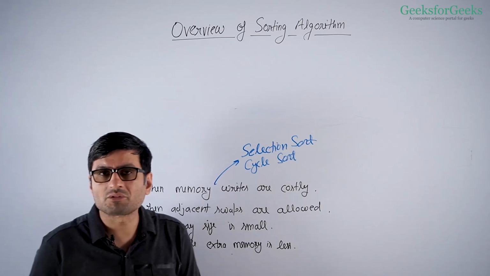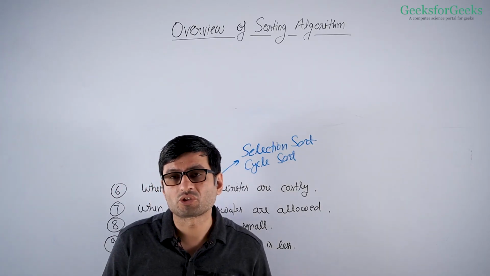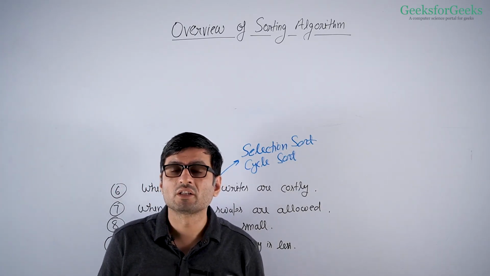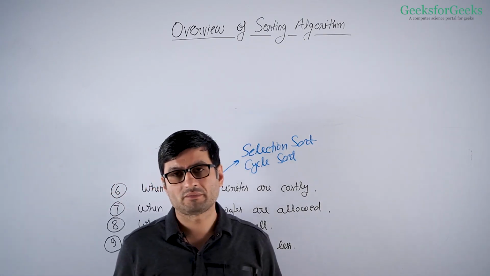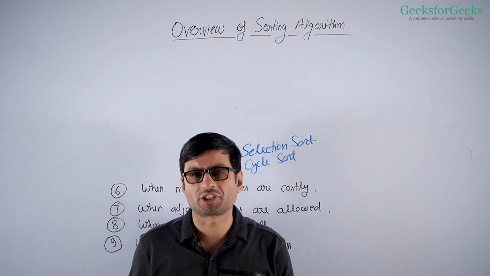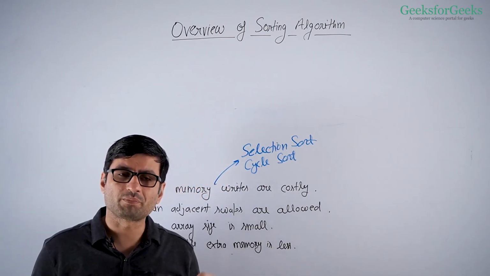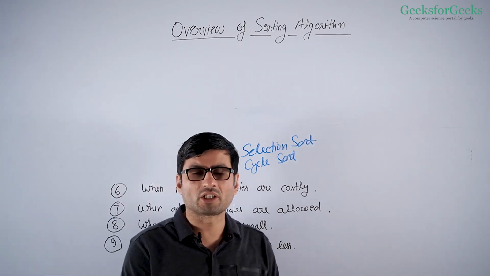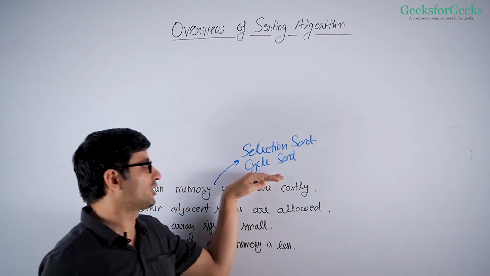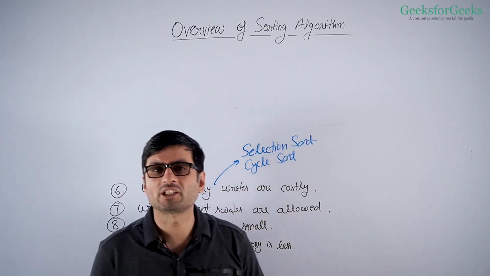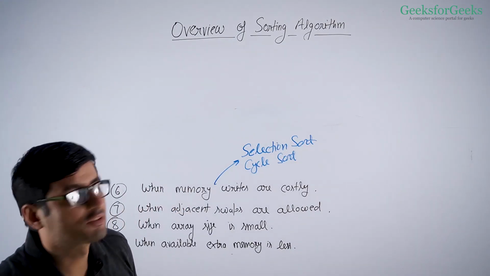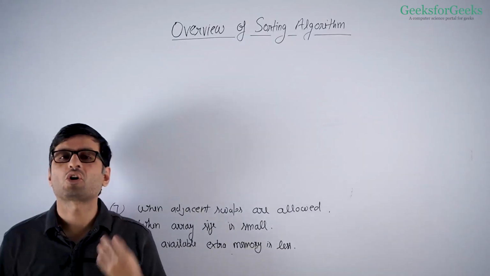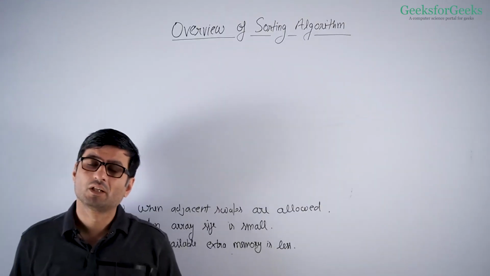There is another algorithm, cycle sort, which is also worst case n square, but it is optimal in terms of memory writes. It is even better than selection sort, right? So selection sort is good compared to other standard algorithms, but cycle sort is optimal. We have discussed cycle sort in a separate video. It's the optimal algorithm in terms of memory writes. Let us now talk about the next problem.